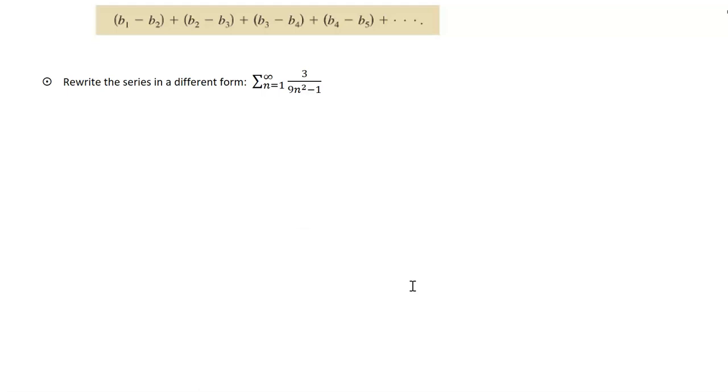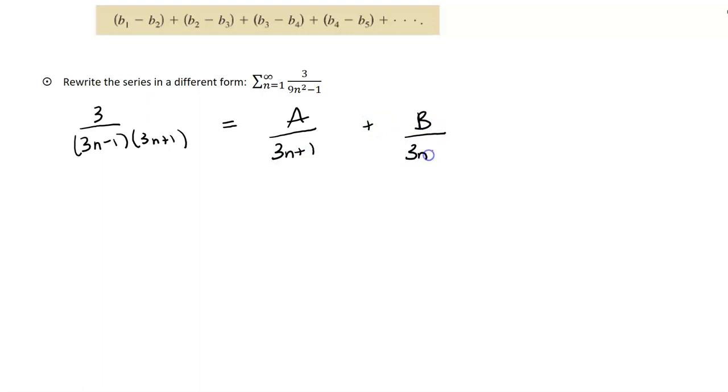So I'm going to take 3 over 9n squared minus 1. I'm going to factor that and make that (3n minus 1)(3n plus 1). And I'm going to try to find a partial fraction decomposition. Now you know how to do this from chapter 8. I'm not going to go through that whole process with you, but it decomposes to the following.